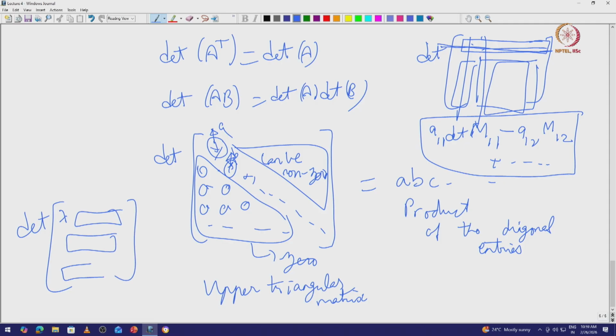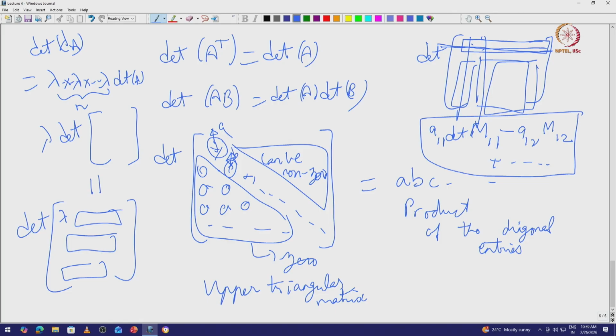One more important property about determinants: if you scale a row by some number and you keep the other rows as they are, that is equal to the scaling factor times the determinant of the original matrix. If you scale the entire matrix by that number, then you multiply the scaling factor with itself how many times? n times. So it's lambda raised to n times the determinant of A.